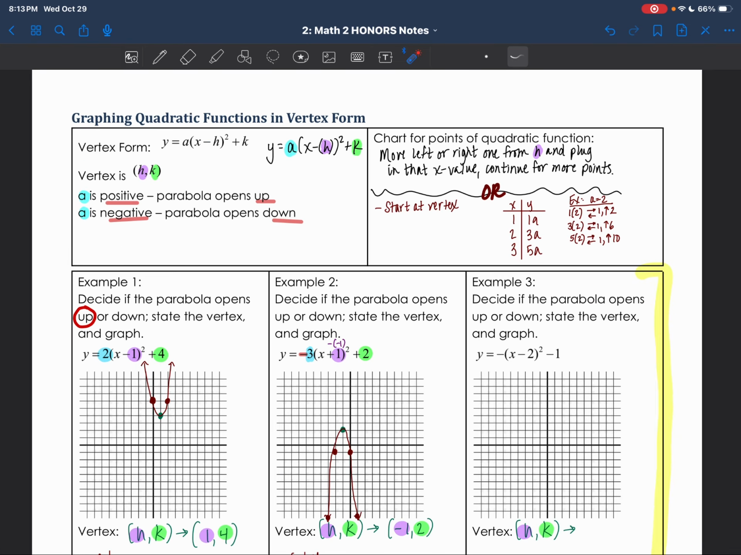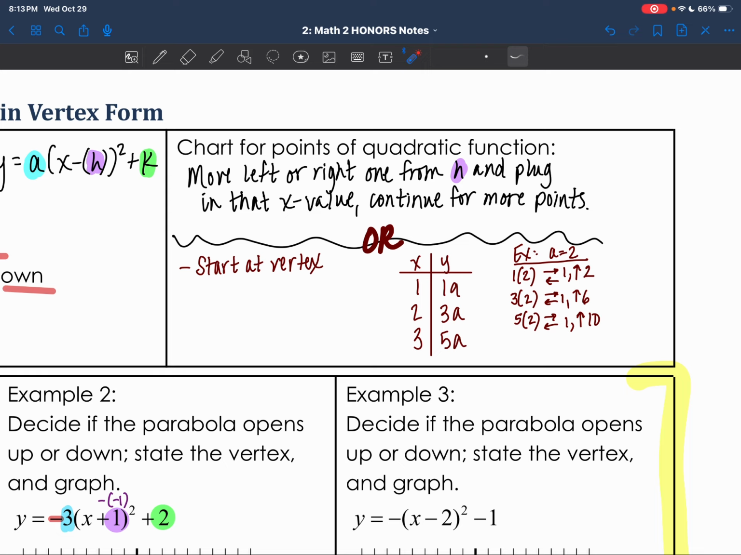So I've got a little table here. So what you're going to do is chart four points. So you can move left and right 1 from h and then substitute in an x value and continue for more points. Or there's a little shortcut. You start at the vertex and you go right 1 and then you go up 1. And then you go right another one. So it's called the 1, 3, 5, or 1a, 3a, 5a. So you're always moving 1 and then you're going to go up 1, move 1 over from there, and then go up 3, move another 1 over, and you're going up 5.